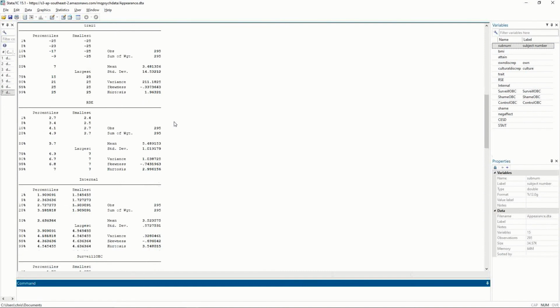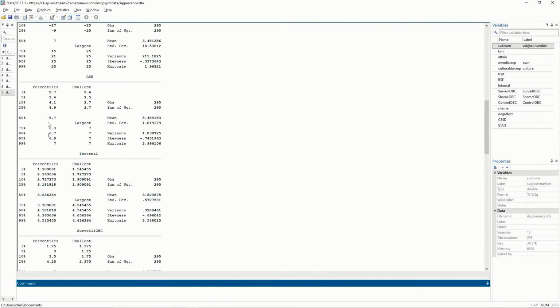Now if we move down to self-esteem, my median is 5.7, my mean is 5.49, so I'm happy with this. Standard deviations are above 0. My skewness is negative 0.74, suggesting that there might be a negative skew going on. My kurtosis literally rounds to 3, so that's as close to a mesokurtic distribution as you're going to get.